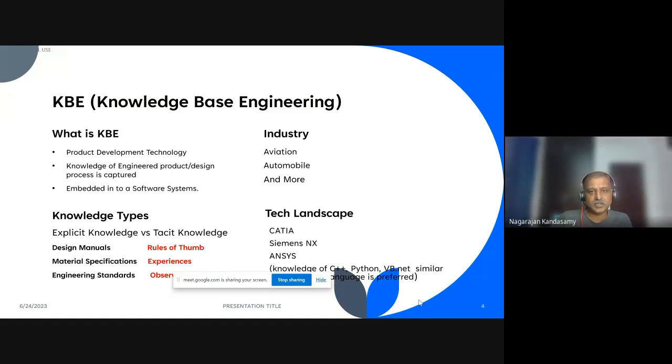Next is KB or knowledge-based engineering. This is a topic which, as a concept or idea, is not new. It has been there for quite some time. But in terms of relevance, usage, and the current tools which are actively utilizing KB, that is still relevant for a mechanical design engineer. Or for that matter, this can be applied to any other engineering stream as well, not just confined to mechanical alone.